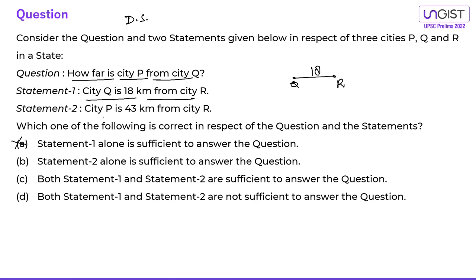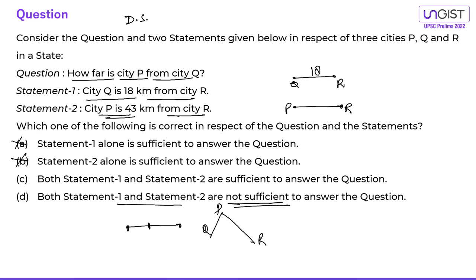Now, statement 2: P is 43 km from R. Statement 2 is talking about P and R, and the question is asking about P and Q. So statement 2 alone is not able to find the answer. When we club these two statements, we don't know the direction of these three cities. Are they situated in a straight line or in a triangle? This is not given in the question. So we are not able to decide the distance between P and Q even if we club these two statements together. Both the statements are not sufficient to find the answer.